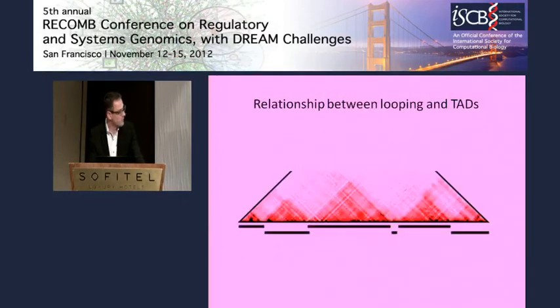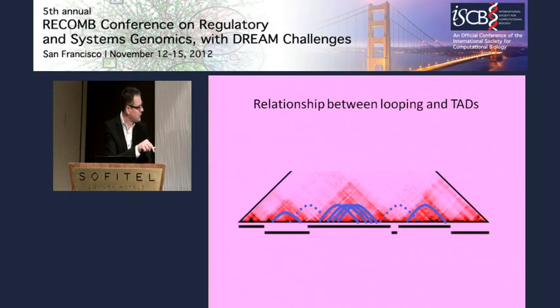And this just brings me to the final point, to bring the two stories together. What's the relationship between these topological domains and these long-range interactions that we discovered? You can probably expect that interactions between genes and elements would happen most frequently within these domains, very rarely between the domains, and that's exactly what we see. The large majority of our long-range interactions happen within these domains. Okay.